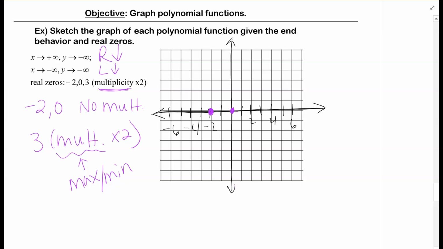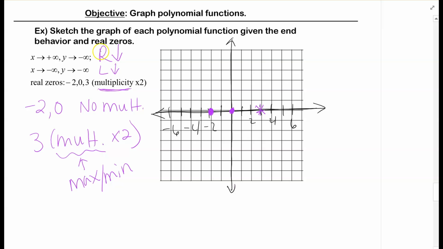And then 3, however, has multiplicity. So in order for me to distinguish which ones have multiplicity, I like to put an asterisk to remind me that I'm not allowed to cross the x-axis there. It's going to be either a min or a max, depending on which way my end behavior goes.